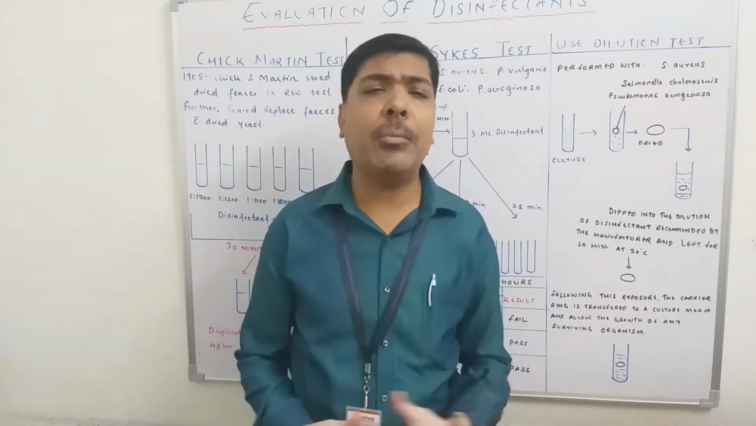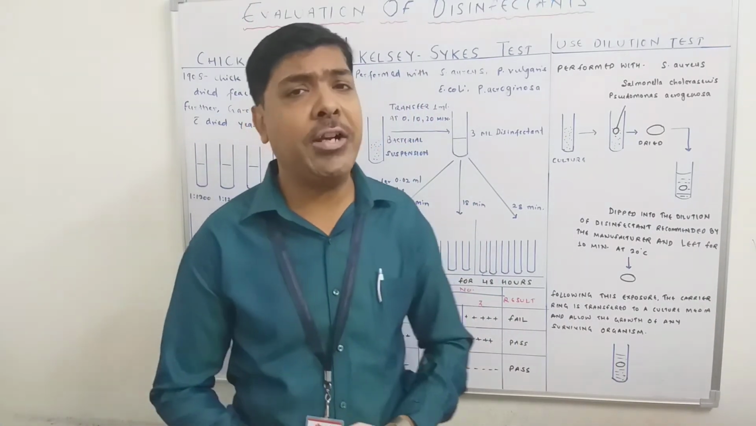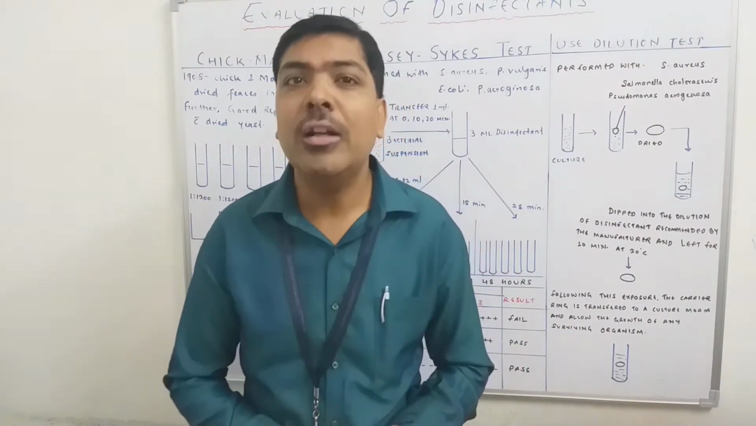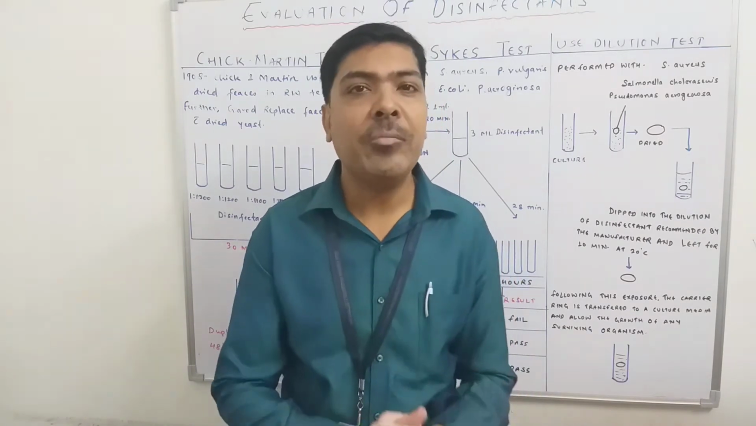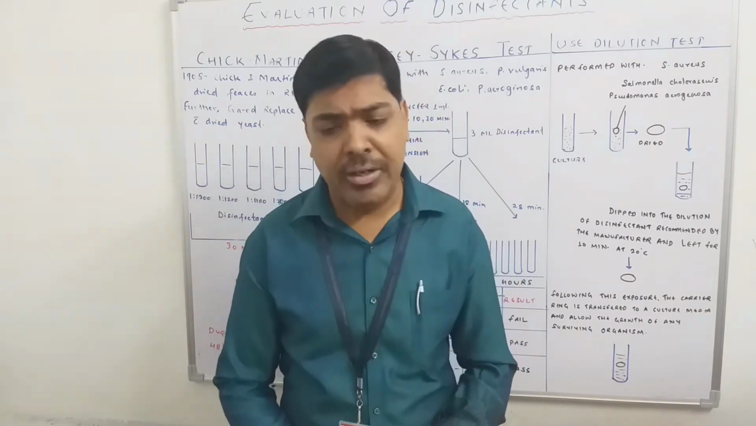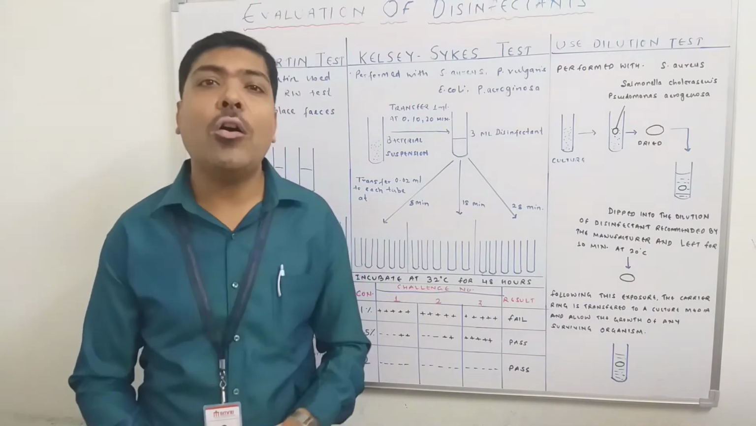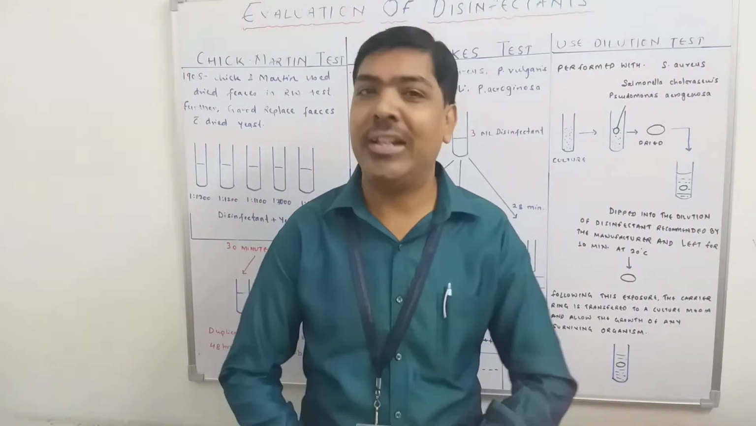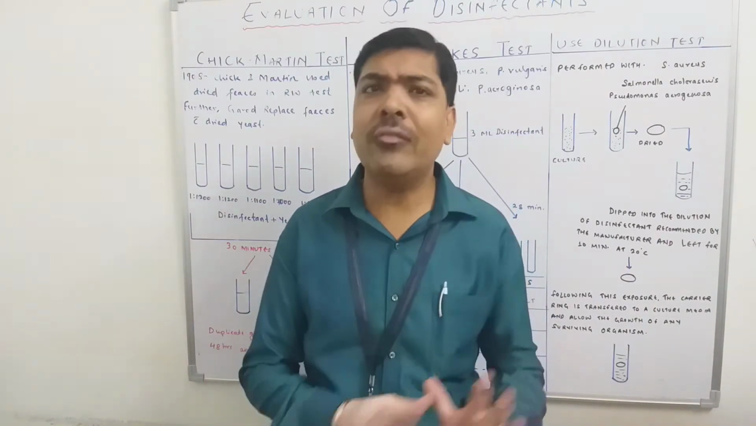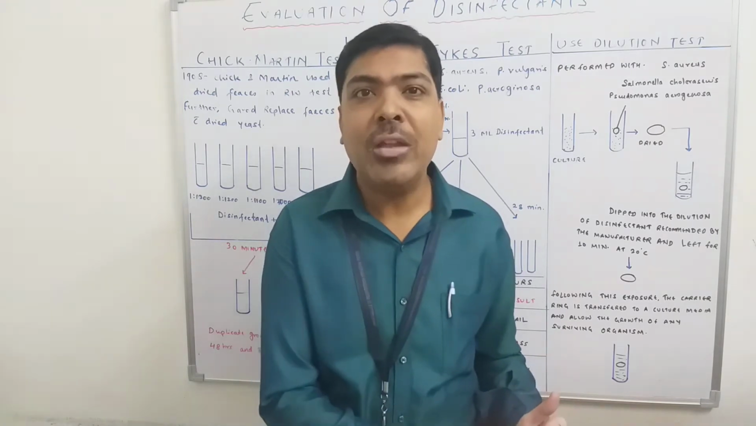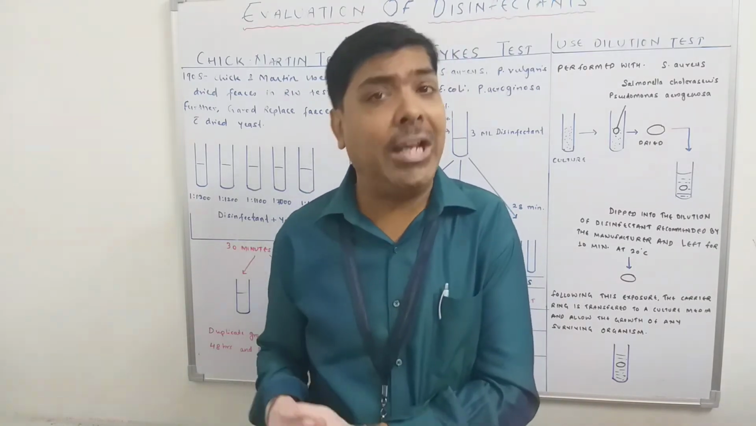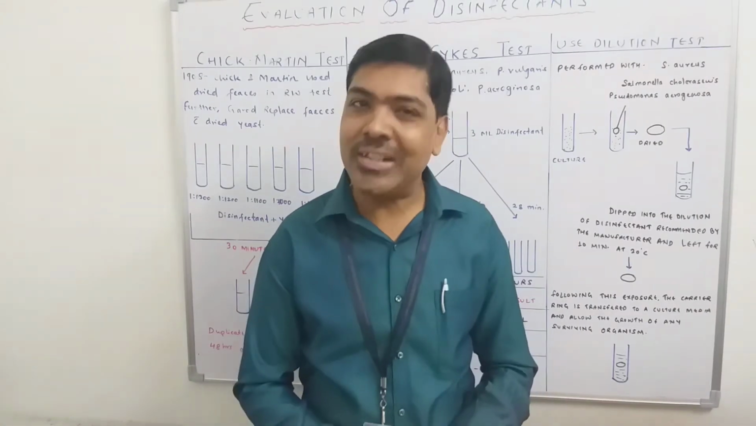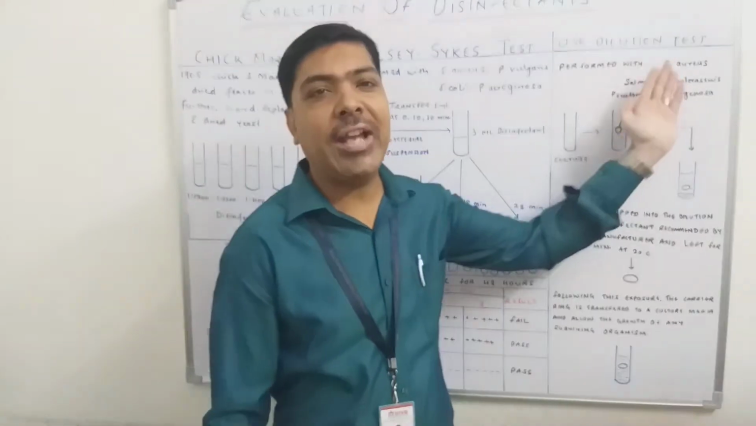So for example, if you have purchased some disinfectant that is related to phenol, and they are claiming that if you are using this disinfectant, then you have to use 1% dilution of this particular disinfectant. But for example, if I have an industry, or if I am using this disinfectant in a hospital for large scale disinfection, then before using it, we first need to check whether the manufacturer's claim is correct or not. So for that checking, one more test is available, which is called the use dilution test.